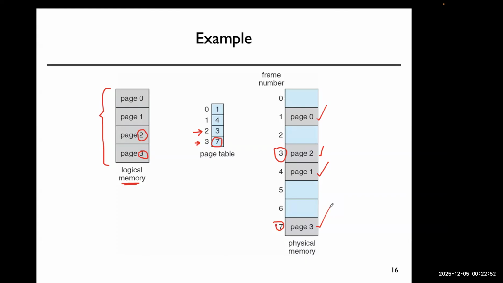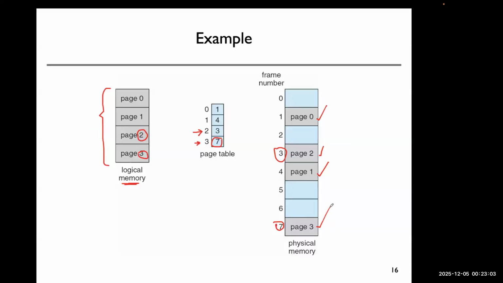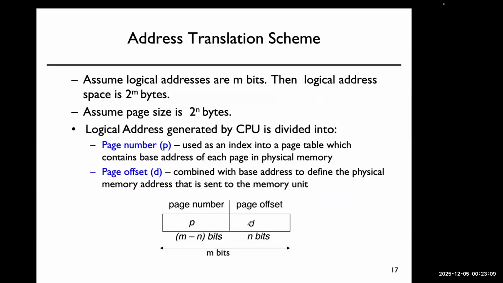Since they are not contiguous, we cannot use that base plus limit approach to translate a logical address into the physical address. So how is a logical address converted into a physical address under paging? The address generated by your CPU is divided into two components: one is known as the page offset and the other is known as the page number.